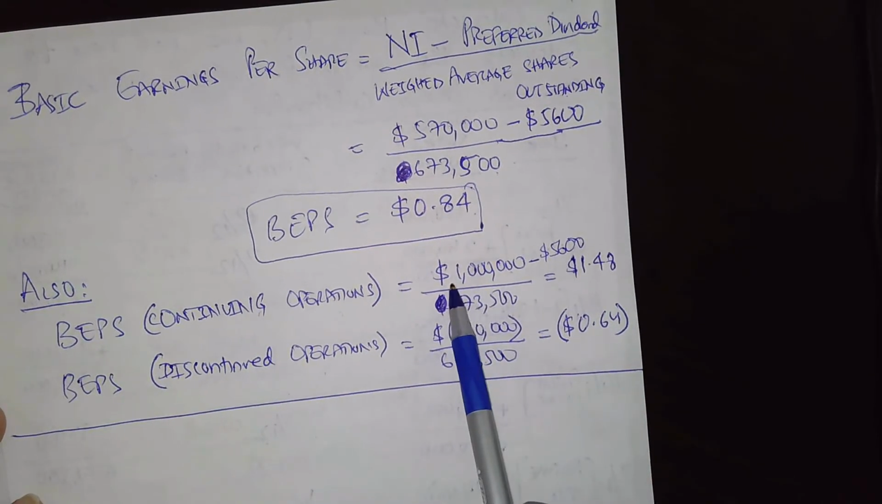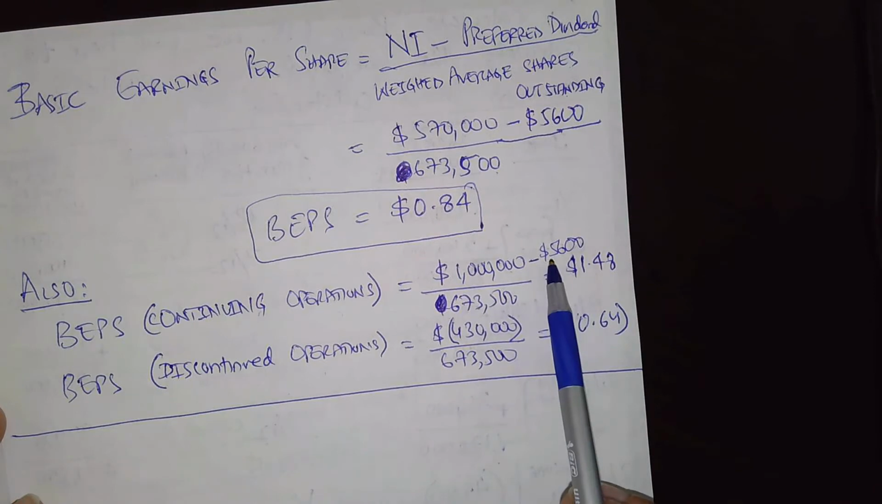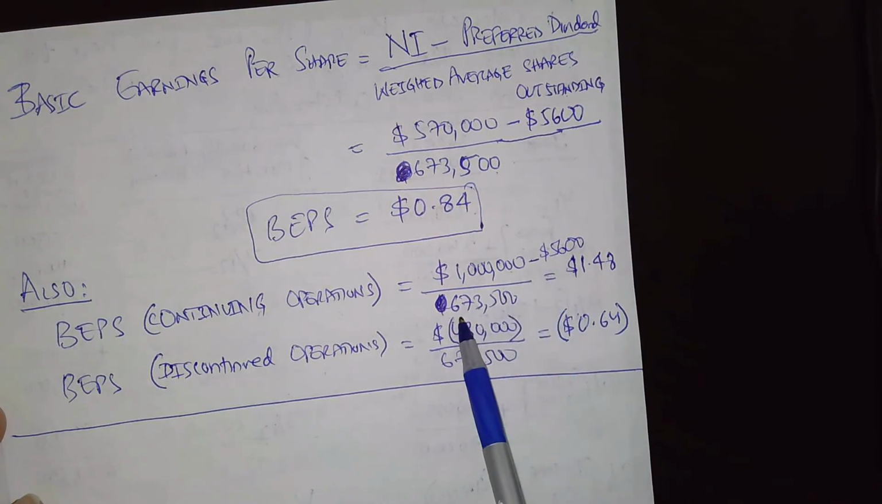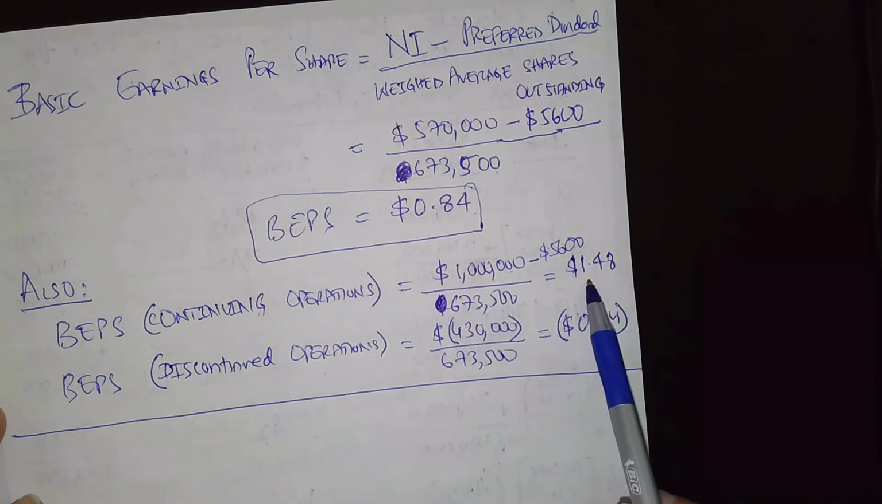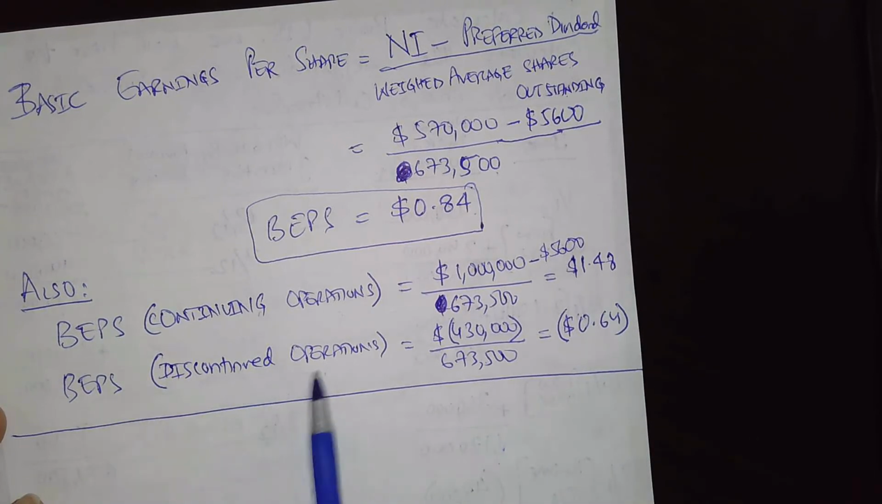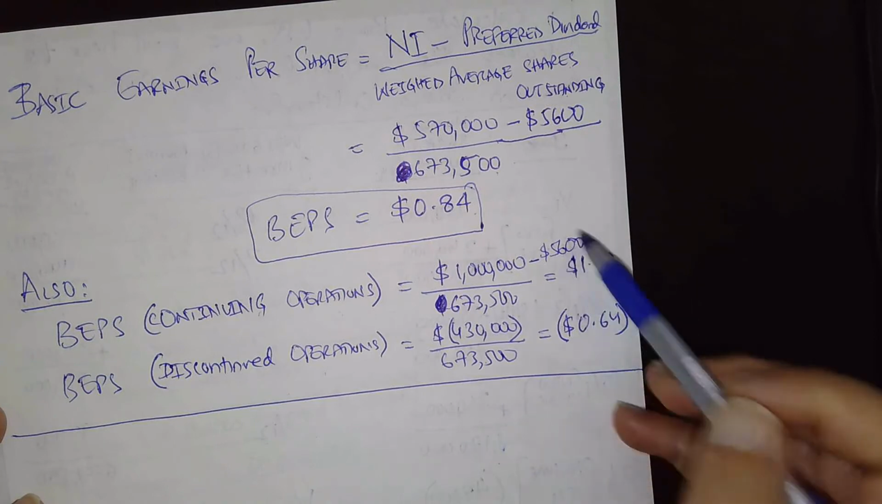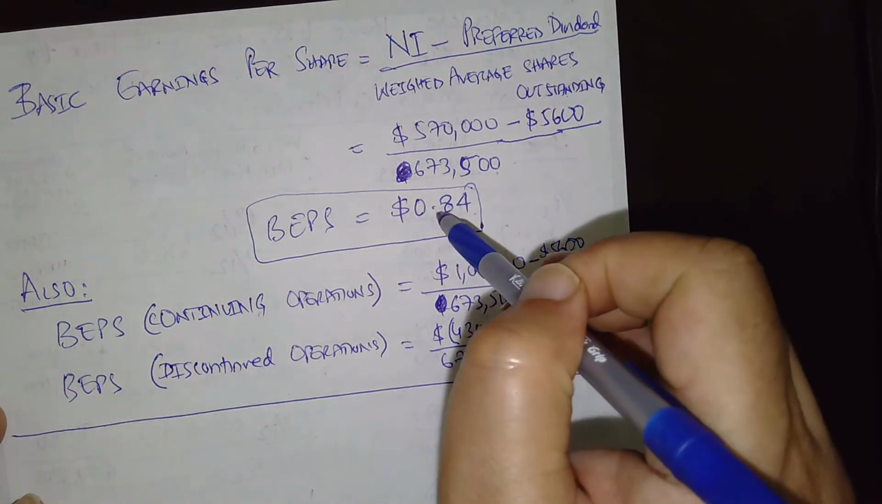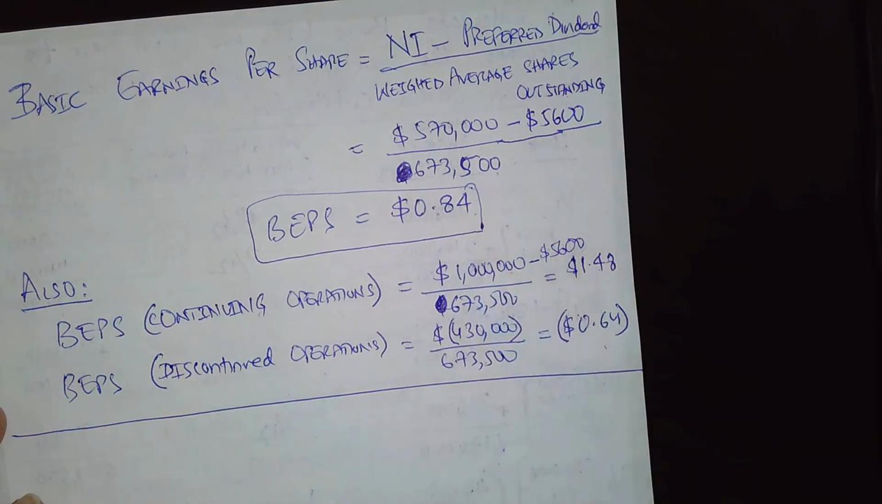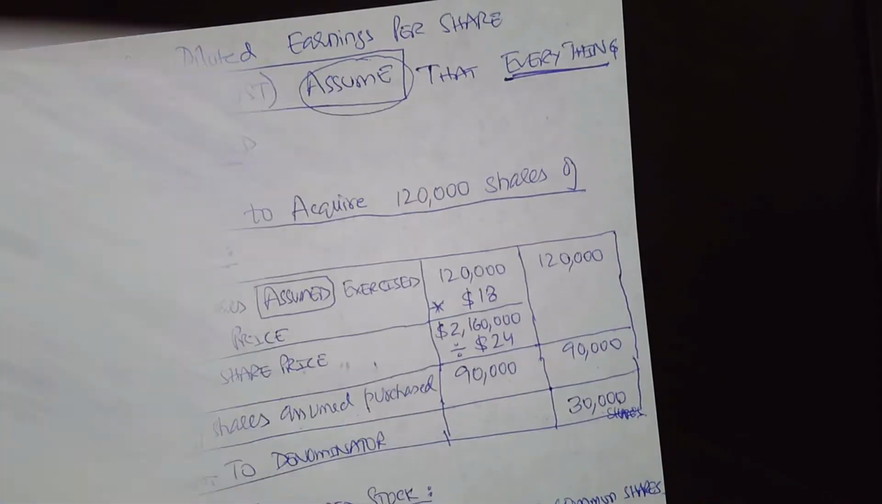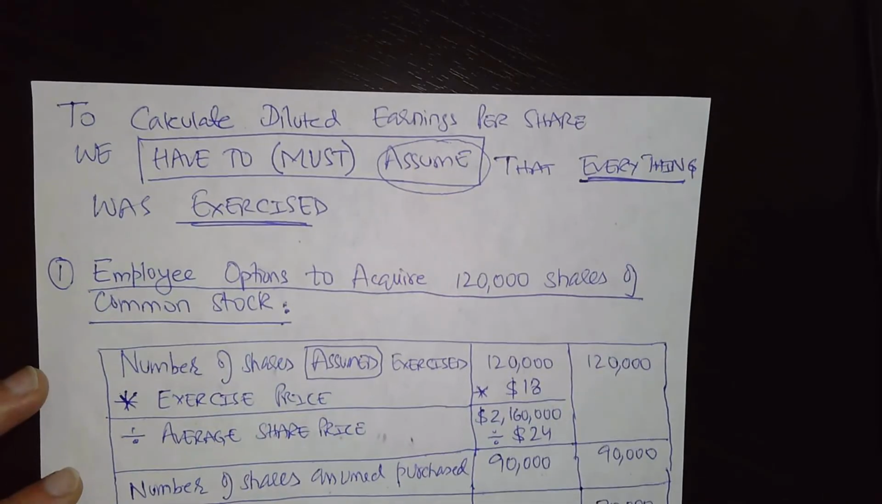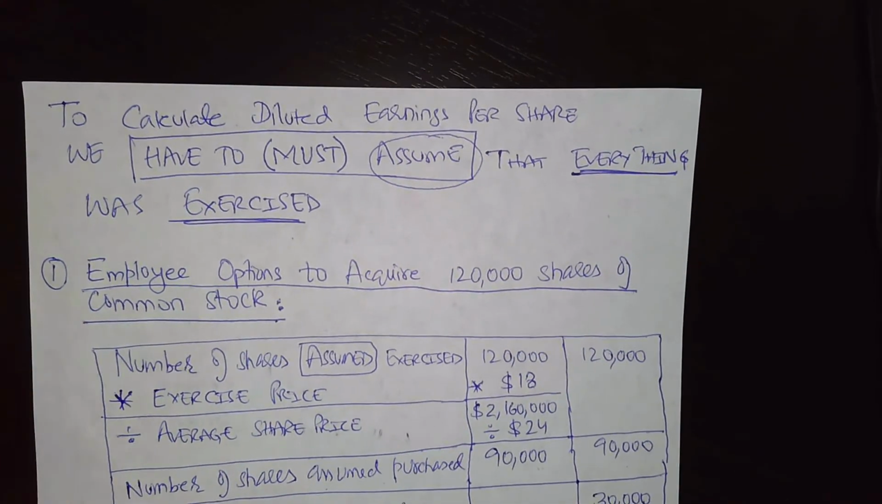Also, we calculate the basic earnings per share separately for continuing operations and discontinued operations. So for continuing operations, 1 million minus 5,600 divided by 673,500 gives us $1.48 per share. And for discontinued operations, a $430,000 loss divided by 673,500, so the loss is this. So if you add these two numbers, you will get the same number, 0.84. Okay. Now we will move to calculating the diluted earnings per share.